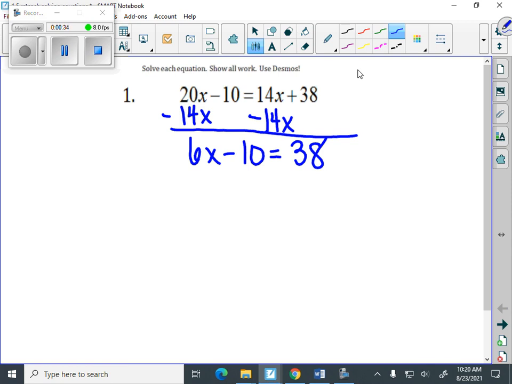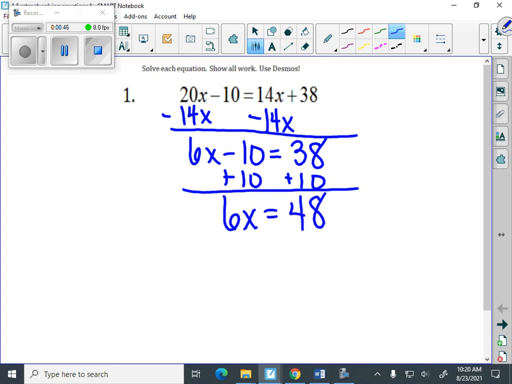Well, now that we've got that, then we need to move the 10 to the other side. So we're going to add 10 to both sides, and we get 6x equals 48. Finally, we're going to divide both sides by 6. And what do we do? x equals 8.